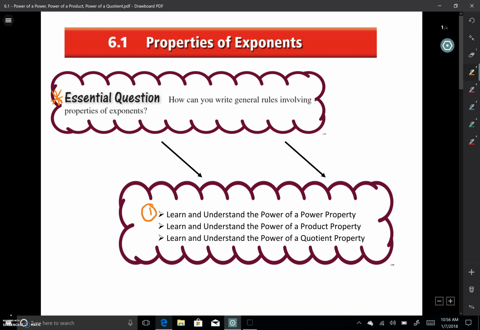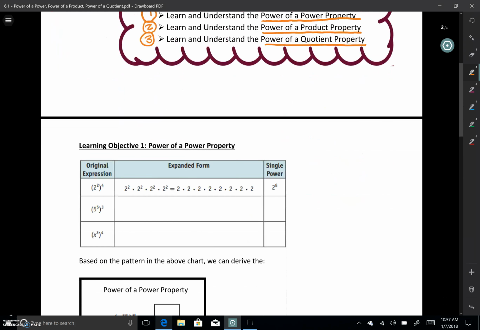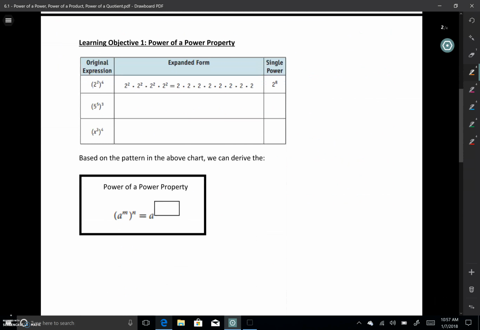Our first learning objective is to learn and understand the power of a power property. Our second learning objective is to learn and understand the power of a product property. And our third learning objective is to learn and understand the power of a quotient property. So let's dig into learning objective 1, power of a power property.